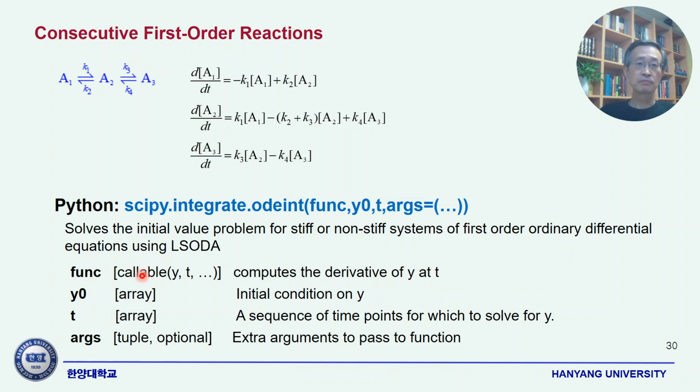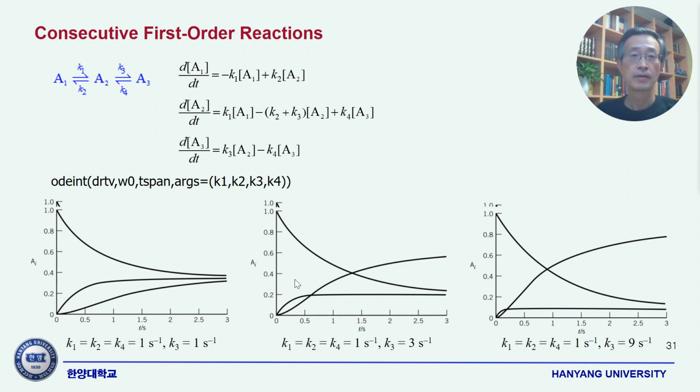With this in mind, let's call odeint with the derivative of these, and W0 is the initial condition. Probably I will do just 1, 0, 0 like that.